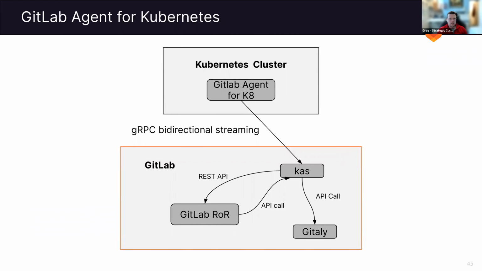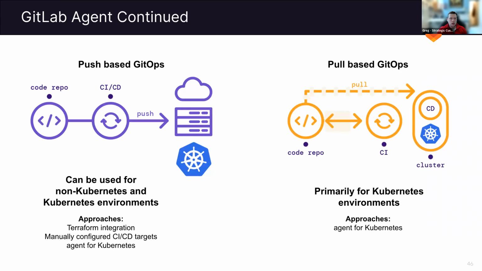So this is a typical example of the architecture where we have a Kubernetes cluster. On that cluster, we install the GitLab agent for Kubernetes, and then we have an API with bidirectional streaming, which is connected to our database and GitLab Ruby on Rails through an API call. And that's just a bit of our architecture here.